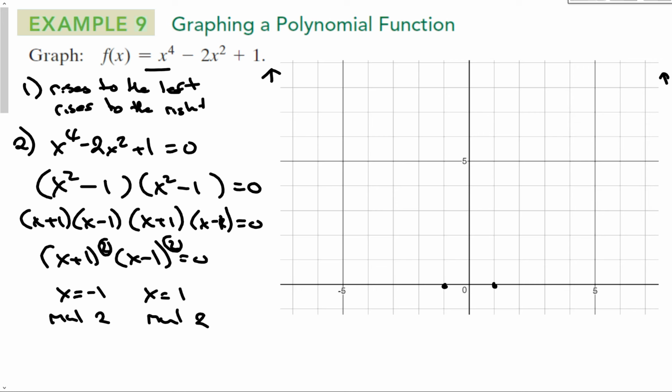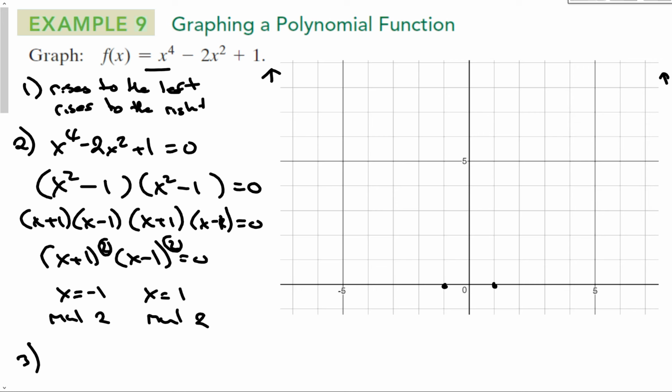Okay, well, let's get some more information. Step 3. Step 3 was to find the y-intercept. Find the y-intercept by computing f of 0. So if I were to plug in f of 0 to this polynomial function, I would get 0 to the 4th power minus 2 times 0 squared plus 1, 0 minus 0. So f of 0 is going to be equal to 1.